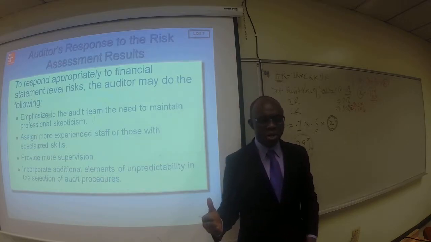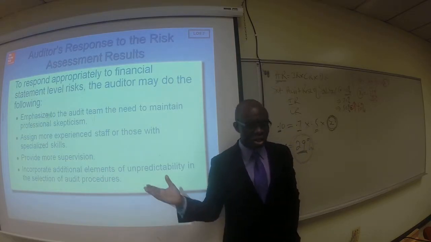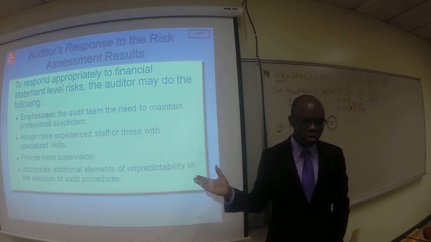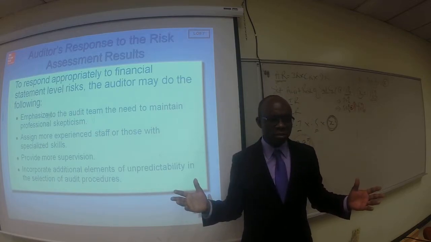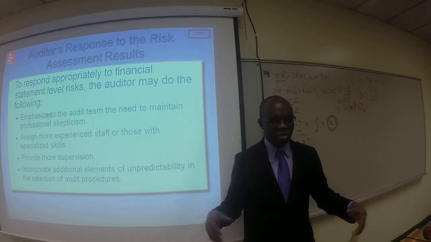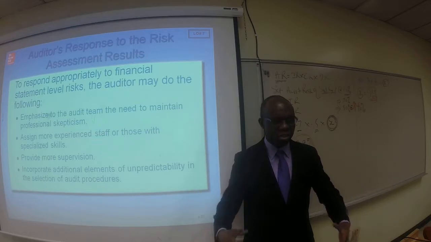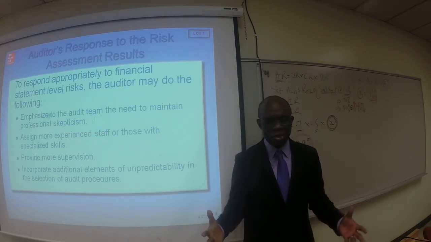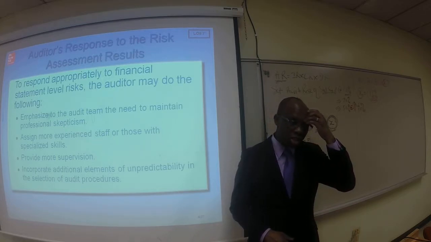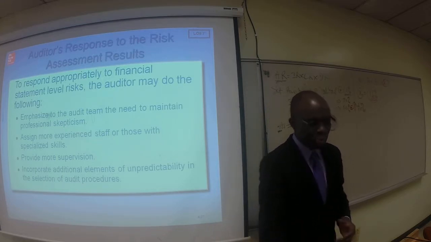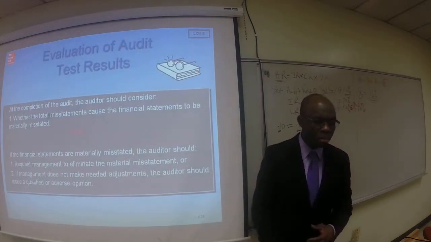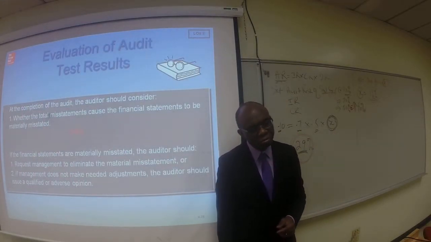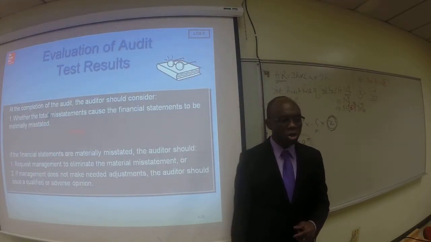So to respond appropriately to financial statement level risk, the auditor might do some of the following. Emphasize to the audit team the need to be more vigilant, to maintain professional skepticism, to be mindful. We provide more supervision to the junior staff. We ask experienced staff to take on complex issues, so on and so forth. Evaluation of audit test results.